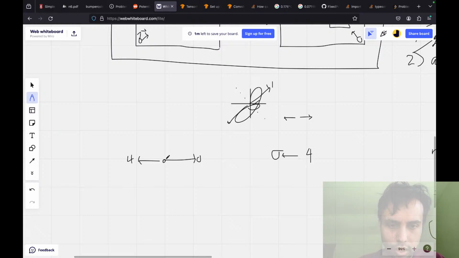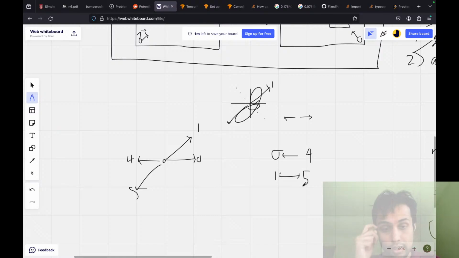And then where does 1 go to? If you flip it one way, we get this way, and then that way we get that way. Yeah, we just talked about this. So 1 goes to 5, and vice versa, obviously. So 1 and 5 are kind of pairs.